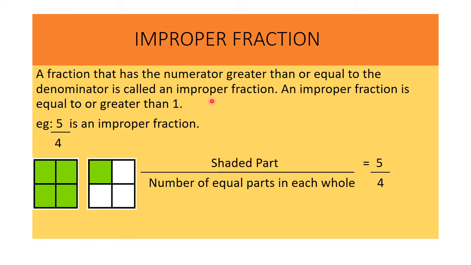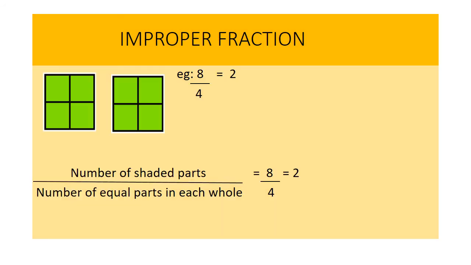Now we will see one more example of the improper fraction. Now children, I have taken one more example of the improper fraction, which is 8 by 4. Let us see how we can represent 8 by 4 through a diagram or a mathematical model. Here again, to represent 8 by 4, I have taken two holes, and each hole is divided into 4 equal parts. This is divided into 4 equal parts, and this hole is also divided into 4 equal parts.